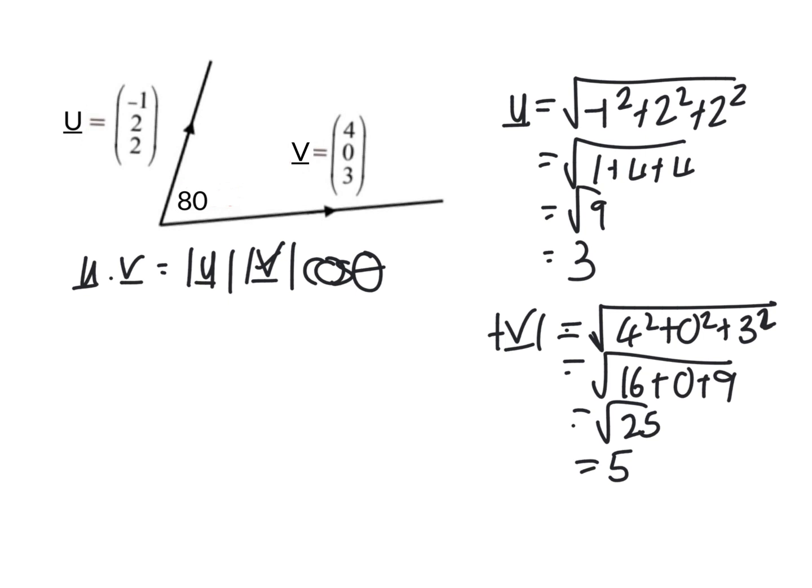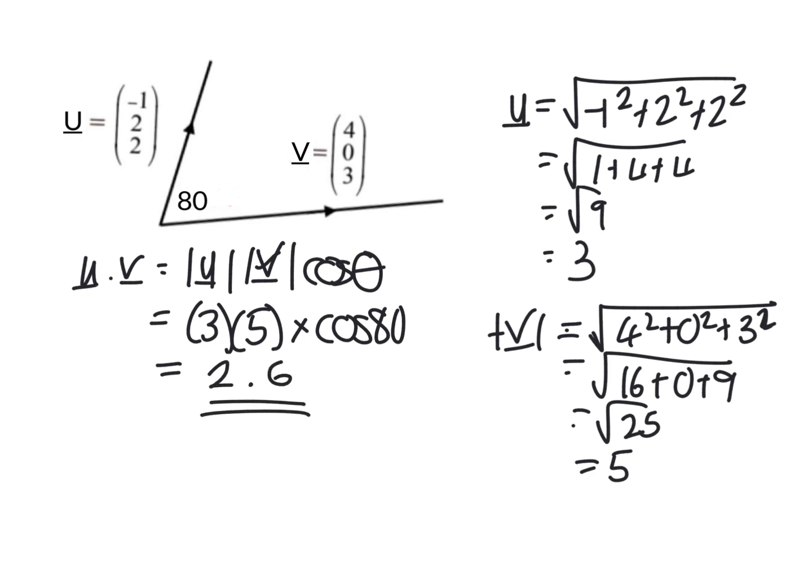So now I can go do the substitution. So we have U is 3, V is 5, and it will be cos of 80. Now cos of 80 is not an exact value. So this is one where you would be allowed a calculator. So you can go to a calculator and just type that in. And we get the answer of 2.60, so I'm just going to leave it as 2.6 for this one.